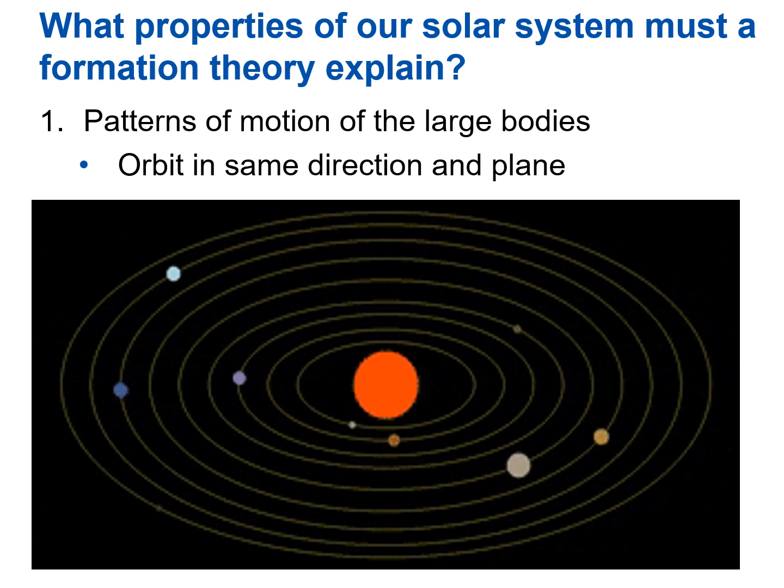First question is, what properties of our solar system must a formation theory explain? As we look at our solar system and all its properties, scientists are interested in knowing how it came to be the way it is. So as we look at the properties that you studied in Chapter 7, we want to think about how did it get this way? One property we want to look at is the patterns of motion of the large bodies.